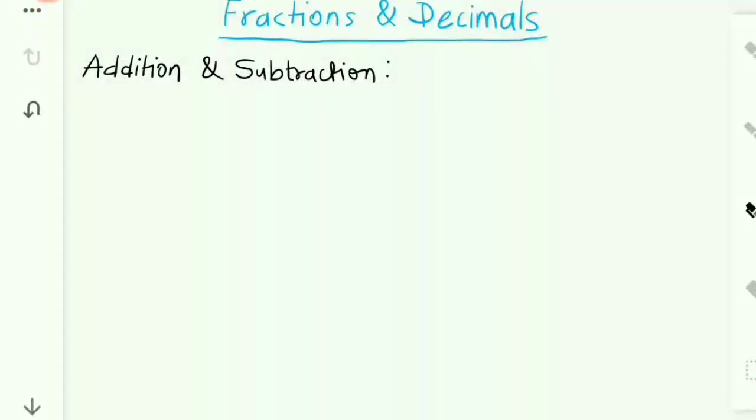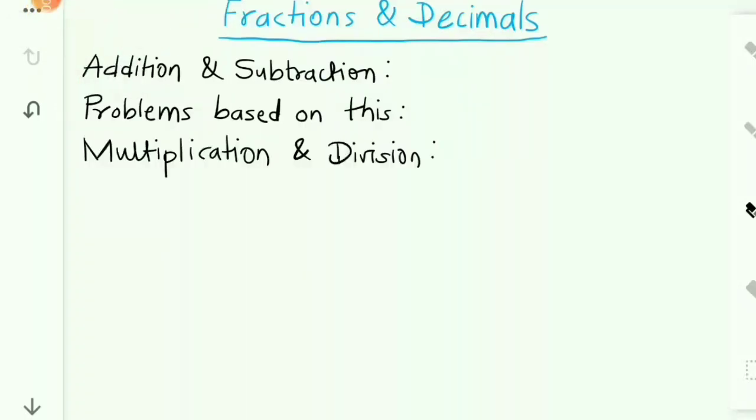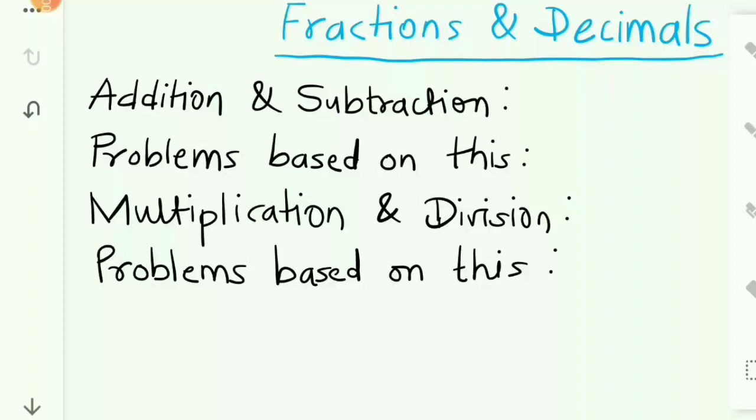Welcome back, students. This is the second part of fractions and decimals. In this video, we'll study addition and subtraction of fractions. Then we'll solve some problems based on this. Then we'll move on to multiplication and division of fractions. Then we'll take some problems based on multiplication and division. Let's get started.